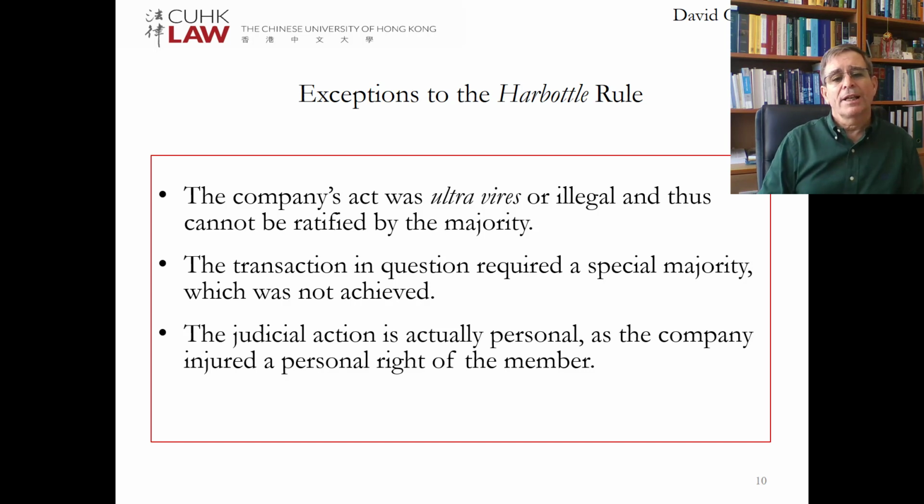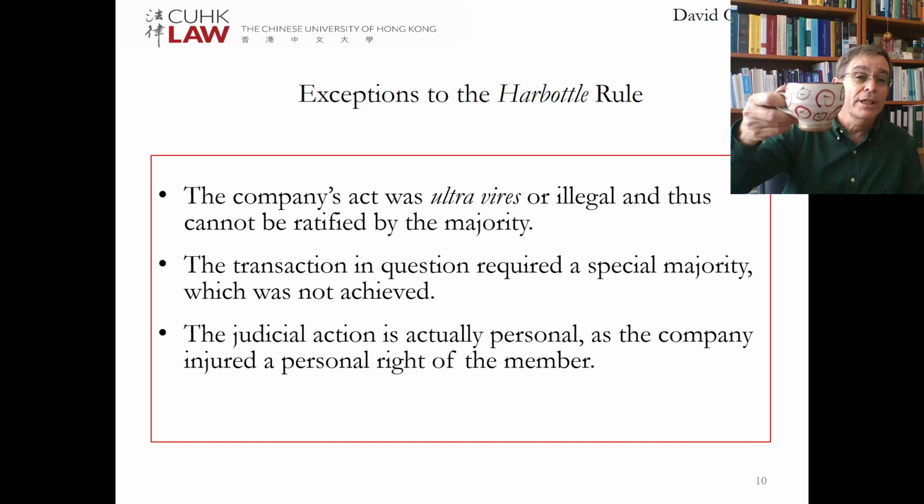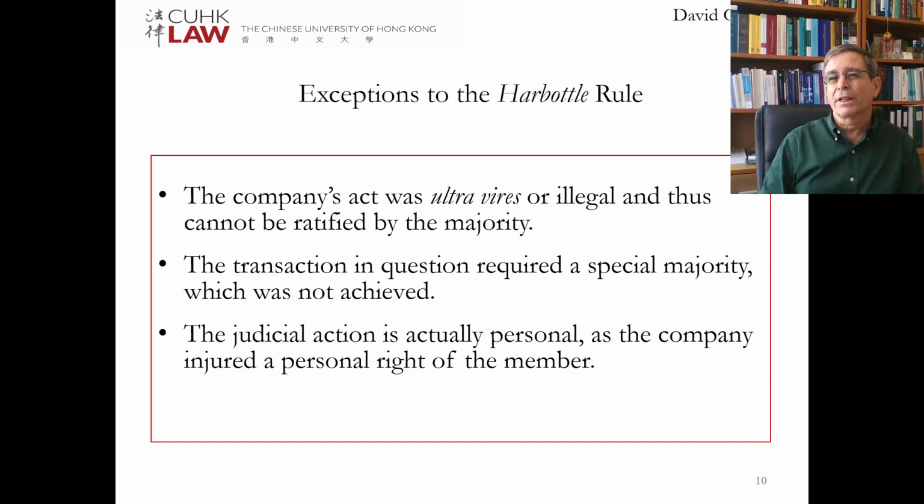Another is that the judicial action is actually personal, as the company injured a personal right of the member. This is a very strange exception. Actually, I'm telling the truth that this is listed as an exception to the rule in Foss v Harbottle. It's a bit like saying, all right, now, when you come into the lecture theater for this course, you may not smoke. And then someone accuses you of smoking, and then you raise your cup and you say, I'm drinking coffee. This is not smoking. And that is seen as an exception to the rule against smoking, that you may drink coffee because coffee is not smoking. You see, this is a kind of ridiculous exception.